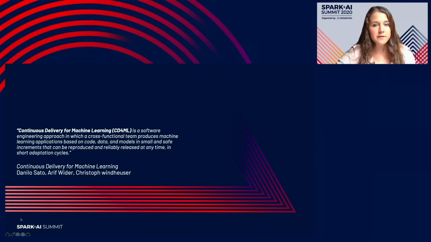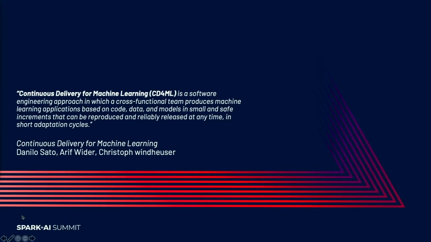Starting with this definition of CI/CD, this is from a paper, but it basically defines continuous delivery for machine learning as a software engineering approach in which a cross-functional team produces machine learning applications based on code, data, and models in small and safe increments that can be reproduced and reliably released at any time in short adaptation cycles.